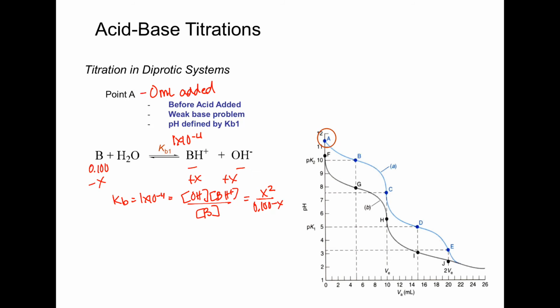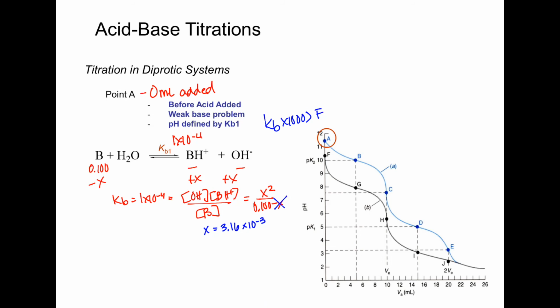Now, that's going to be a quadratic unless we assume that plus x or minus x is inconsequential compared to that 0.1. The way that we compare that is we take the Kb times 1,000. If that's still less than the initial concentration, we can say that plus or minus x is negligible. So that's true, so I'm going to say that this one doesn't matter. Then when we solve for x, we get that x is equal to 3.16 times 10 to the negative 3.